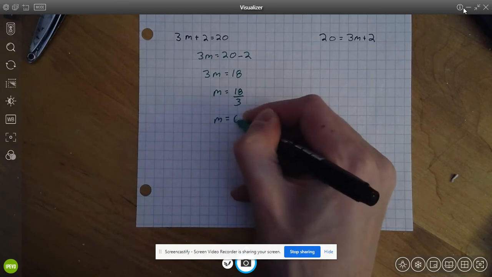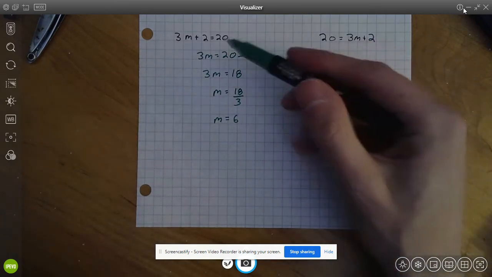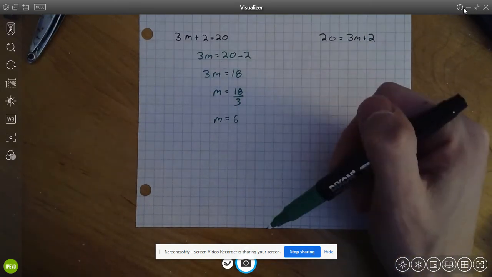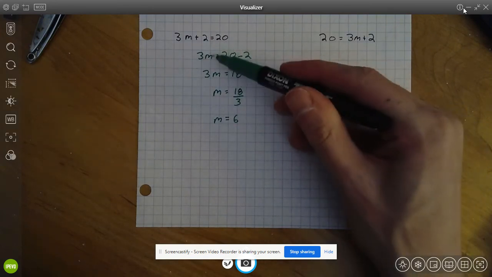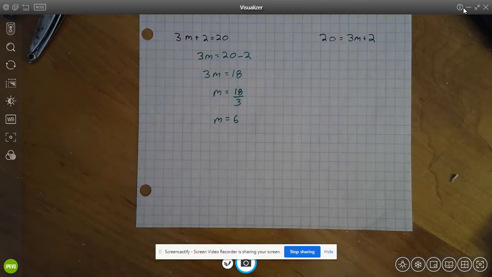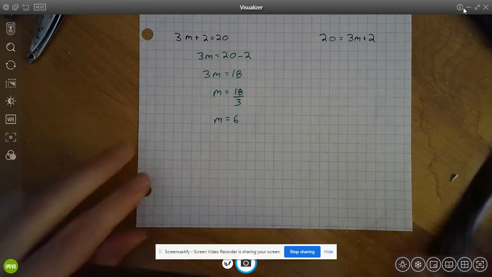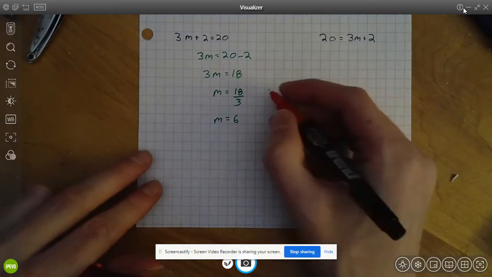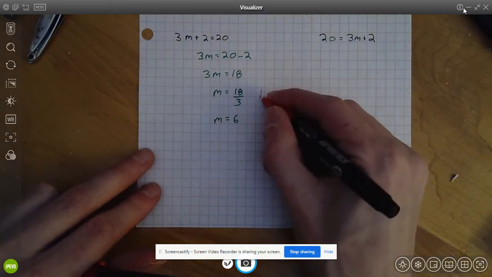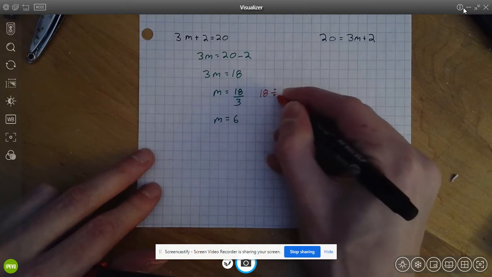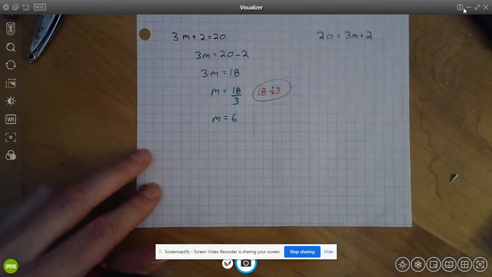So m is equal to 6. In general, we want to have one equal sign on each step and kind of do your best. I don't do it perfectly to line up all your equal signs. Again, normally in this math class and in all your future math classes, we write division as a fraction. But if you'd written 18 divided by 3, that's fine as well.